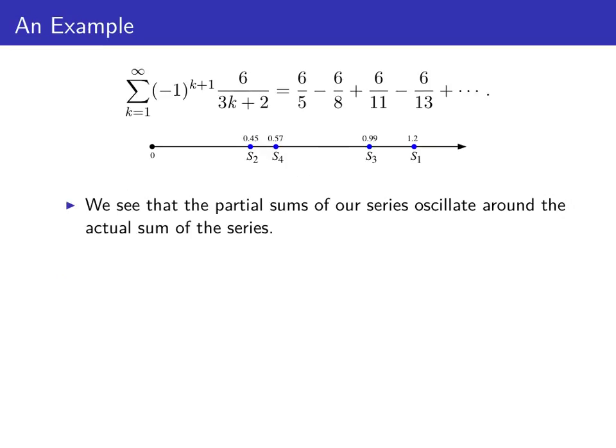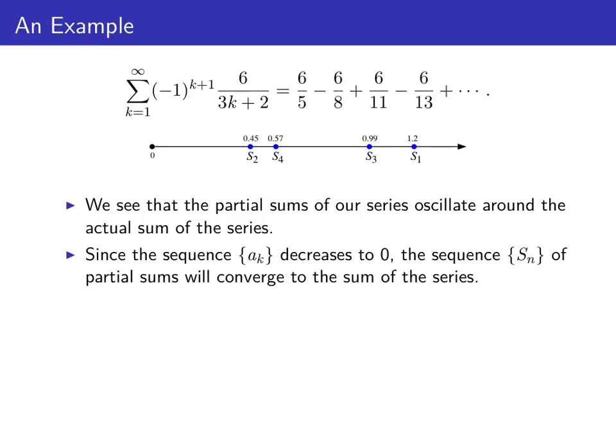We see that the partial sums of our series oscillate around some point that is the actual sum of the series. Now, since the terms a sub k decrease to 0, that'll force this sequence of partial sums to actually collapse down onto the sum of the series.